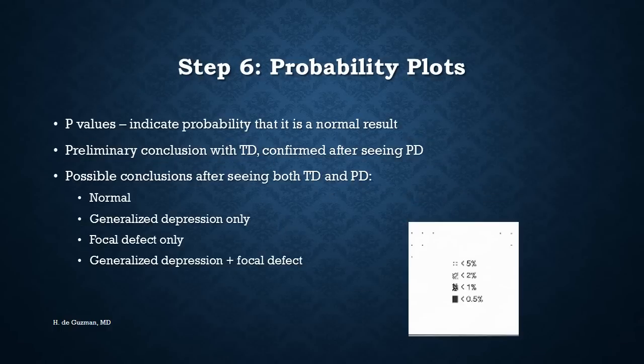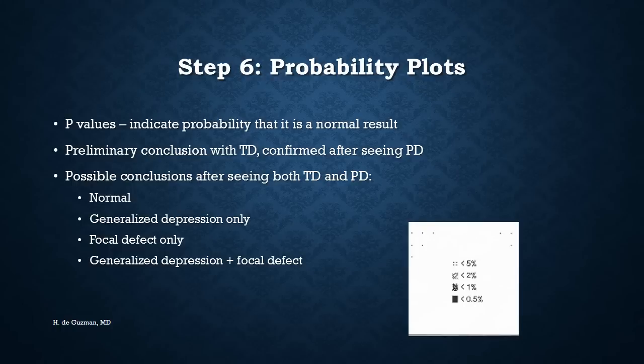The probability plots have probability, or p-values, which indicate the probability that that is a normal result. So the higher the number after the less than sign, the higher the likelihood that that is a normal result. So we read the probability plots from left to right as if we're reading a book or a sentence.